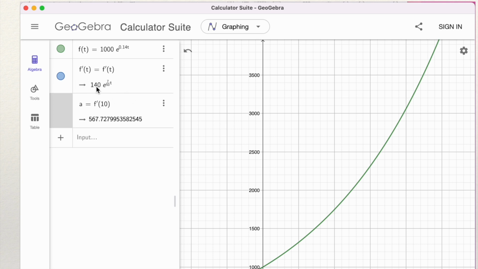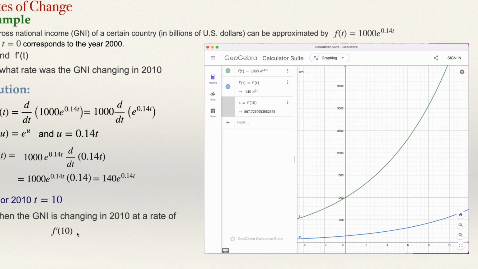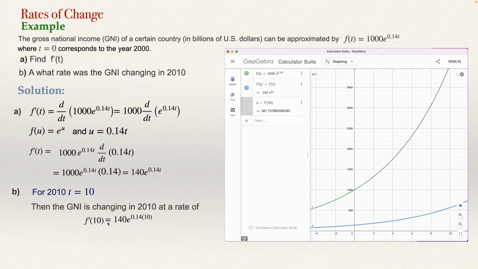In this case it was 140 e to the power 7 over 50. This 7 over 50 that GeoGebra has is the 0.14 I have here, multiplied by t. And then just substitute f prime of 10 and GeoGebra computes the value. In our case, working by hand, we just make a substitution of t equals 10 and then use a calculator. So using a calculator, obviously you are going to get the same number.